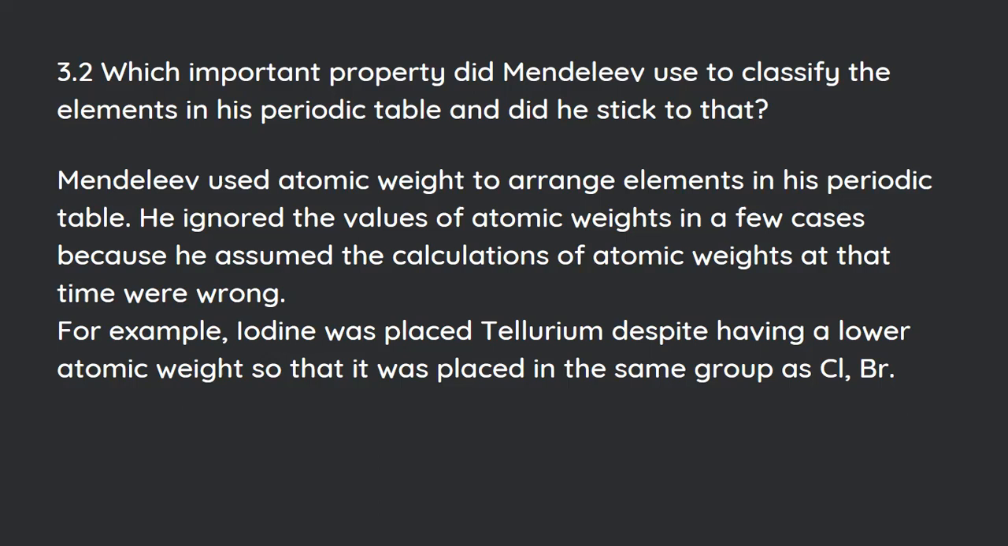Iodine, for example, was placed after tellurium. There was a 0.7 or 0.8 difference between the two masses, where iodine was lesser than tellurium. But because he wanted bromine and fluorine to be along with iodine, he placed iodine after tellurium. So he himself didn't stick to his law because the properties didn't match up. So he changed it accordingly. He placed iodine so that it was in the same group as chlorine and bromine. So the property he used was atomic weight, but he ignored that in some cases.